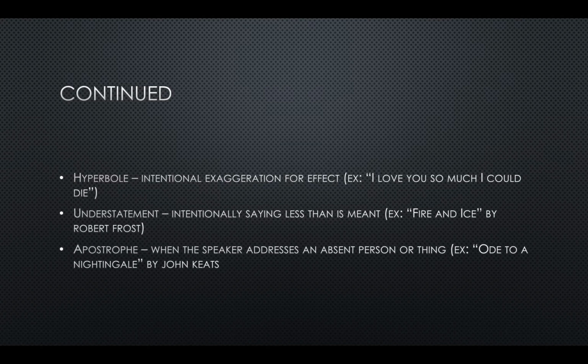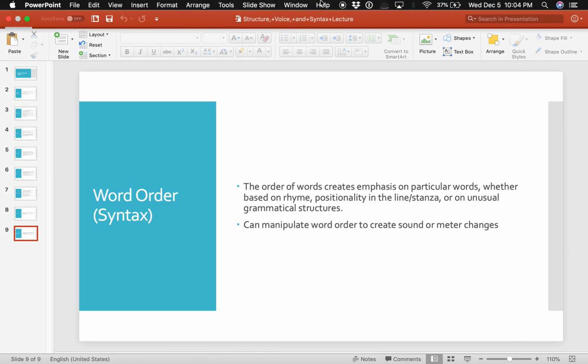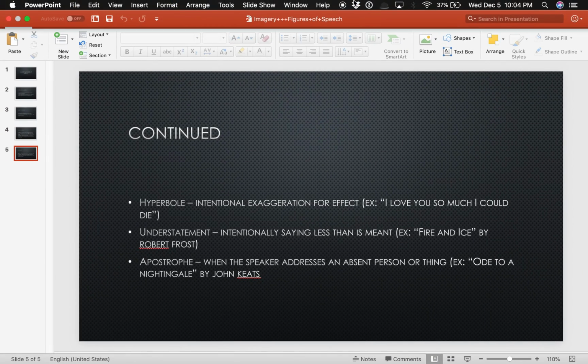An apostrophe is when the speaker is speaking to an absent person or thing. So in "Ode to a Nightingale" by John Keats, the speaker is addressing this nightingale, but you never interact with it. You never hear it speak back. The speaker is the only one speaking. So you see that throughout the poem. So that really is what you need to know about imagery and figures of speech.